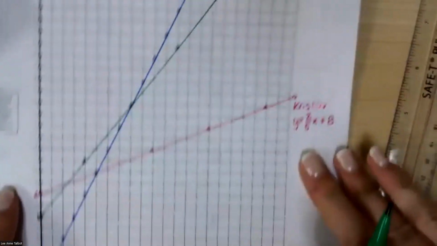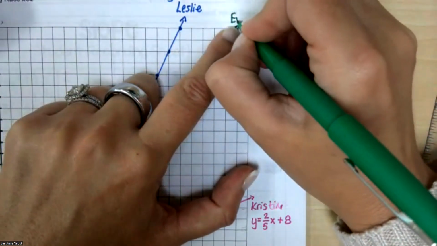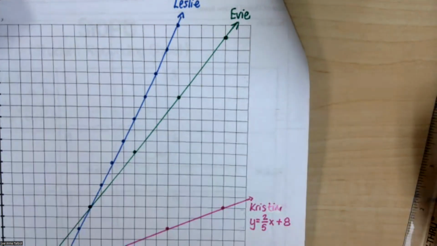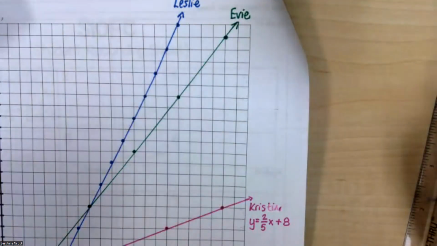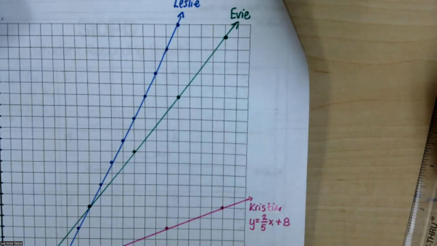What do we think about her speed compared to the other two? You think she's a little bit slower than Leslie, but faster than Kristen? Like somewhere in between? Yeah. Okay. I'll have another person try to volunteer for her equation. Yes, Sam?